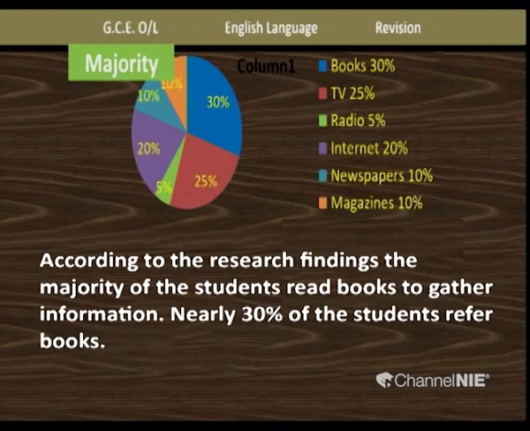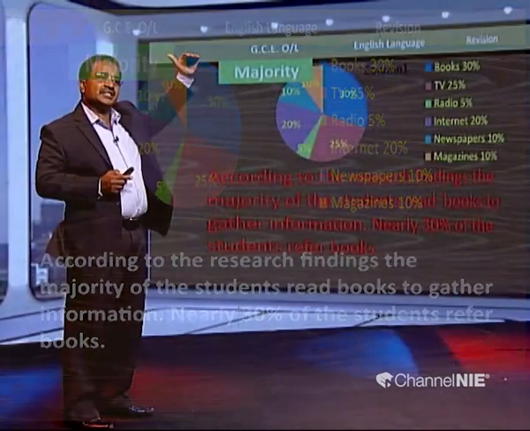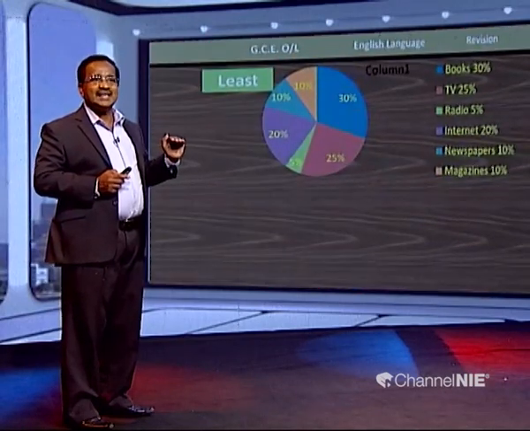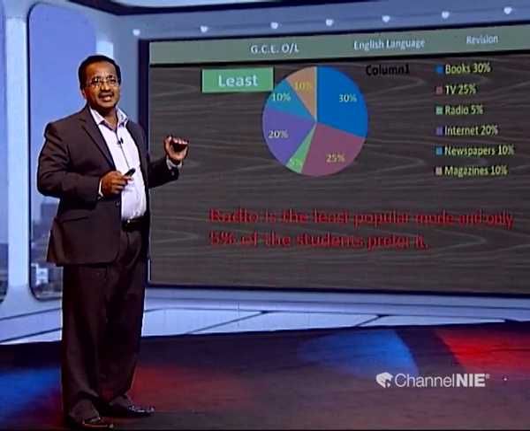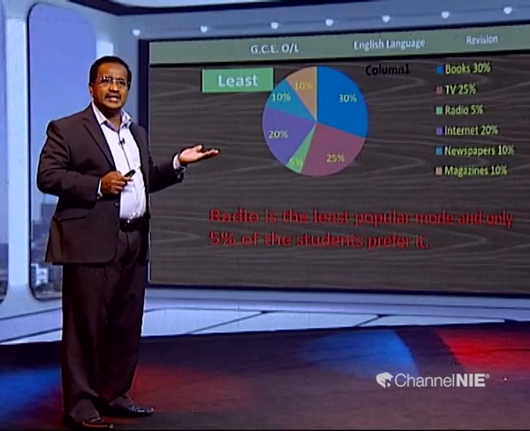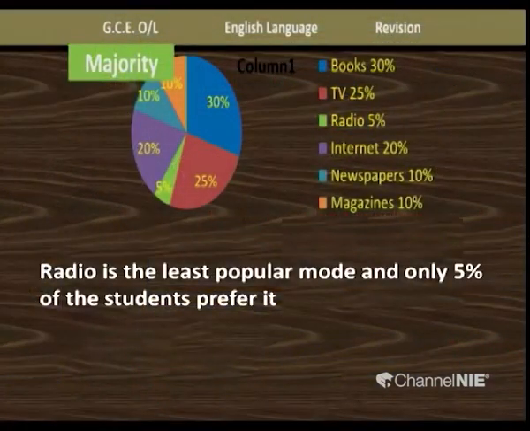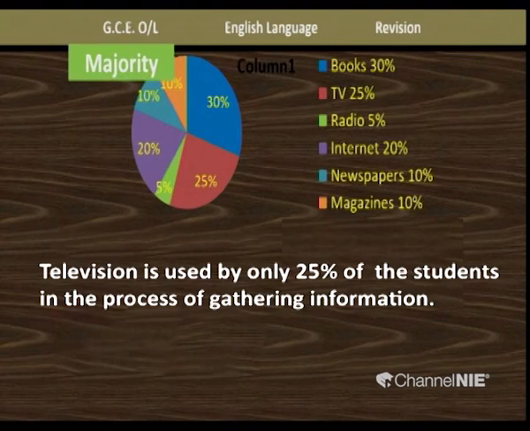The majority, then the most popular activity, then the least popular activity. What is the least popular activity? Radio. Radio is the least popular mode and only 5% of the students prefer it. Very easy, a simple sentence. Then the next, television is used by only 25% of the students in the process of gathering information, another fact.